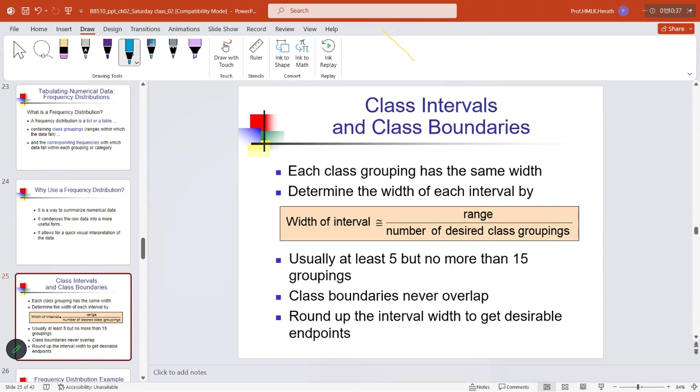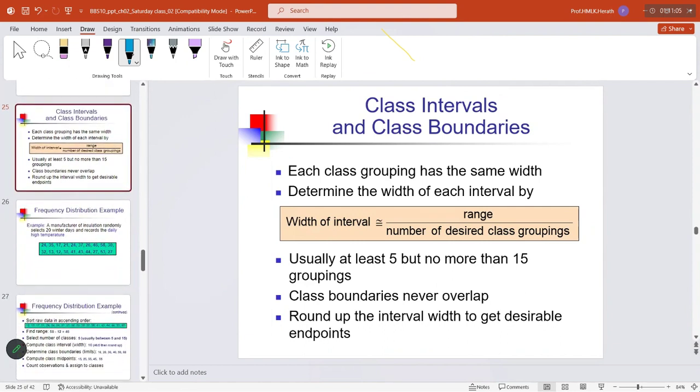The class width, which we get by dividing the range of the data by the number of desired class groupings. Usually we set class groupings to a number between 5 and 50. The class boundaries never overlap, and we round up the interval width to get desirable endpoints of the class boundaries. We will see it in an example.